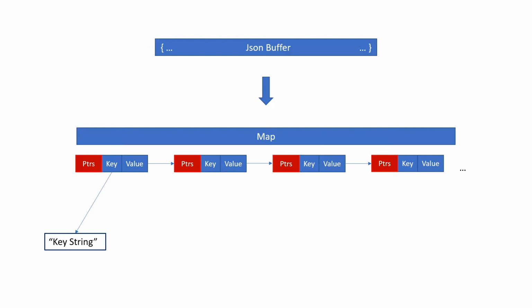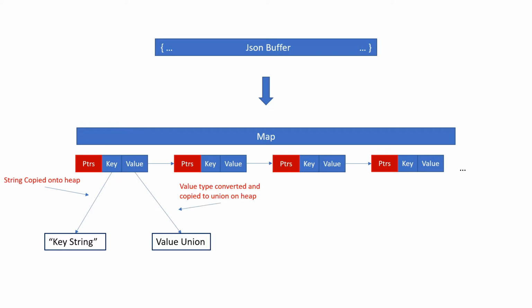The key is copied to the heap. The value is a union, which can represent any value type, including a pointer to a map that's another object.